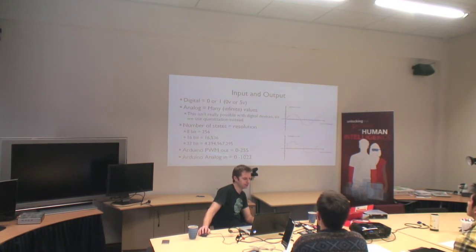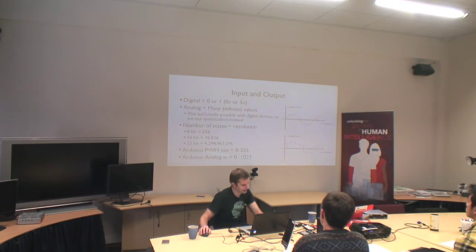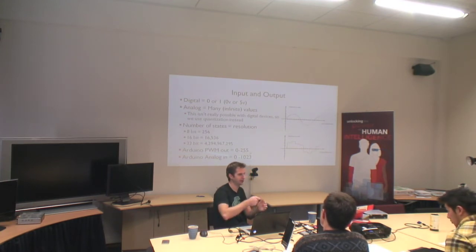So with Arduino, it's basically 8-bit. When we do analog out, we can do 8-bit values. So we can write out a value between 0 and 255. And for analog in, we can actually do 9-bit. So we can go 10-bit. Sorry, we can go 0 to 1024. So we can read a value.